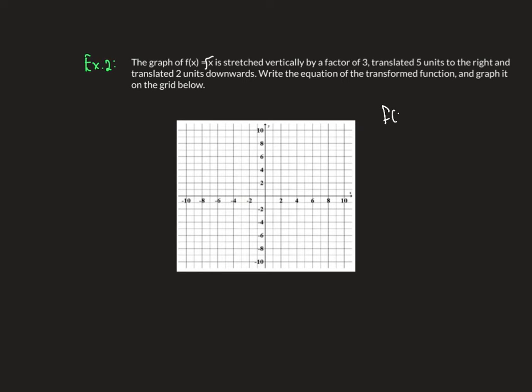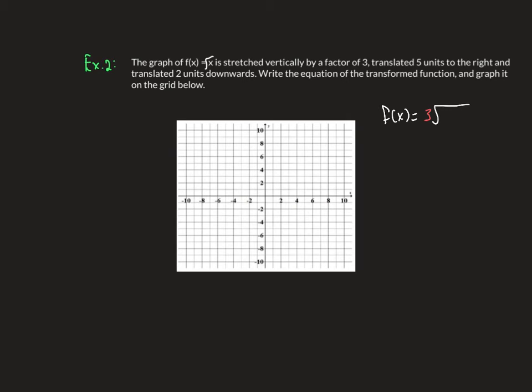So f of x is equal to, well, I know it's a root x. What am I doing with it? Well, I'm stretching it vertically, which means there should be a 3 on the outside. Okay, is there any kind of reflections? No. So continue writing it.